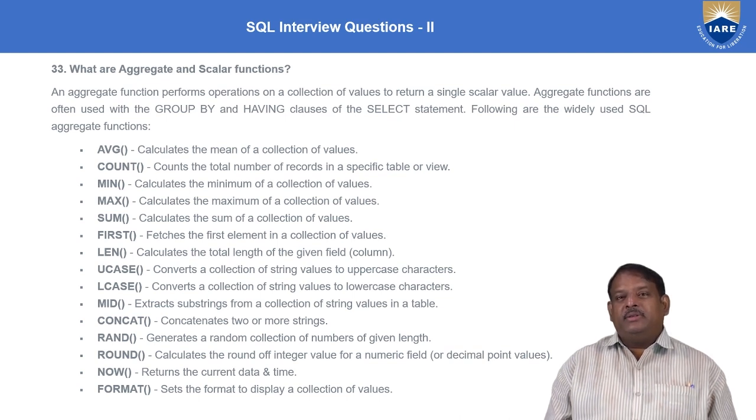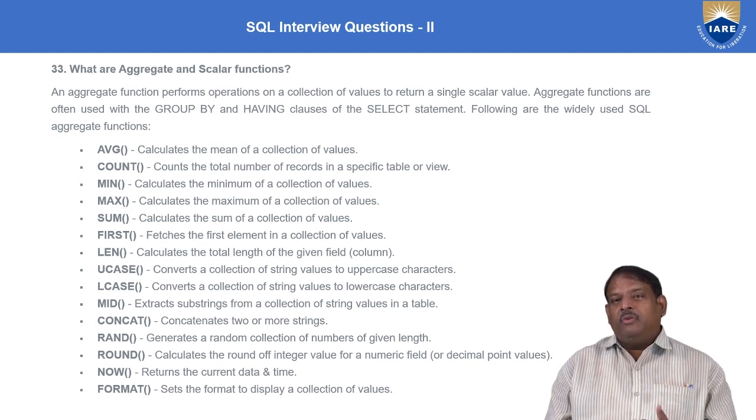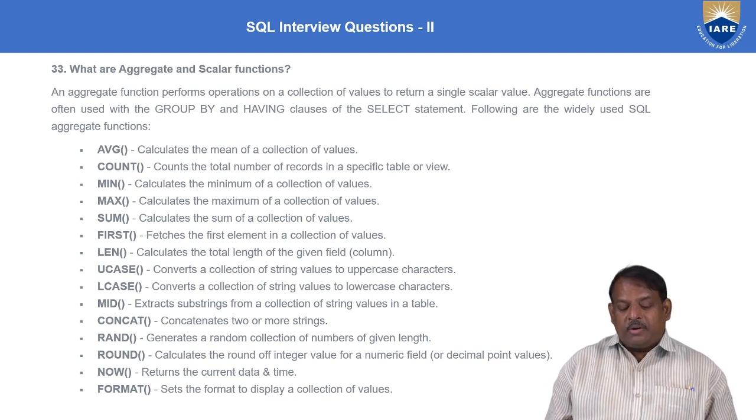That is the sum function. Then the first function fetches the first element in the collection of values. Suppose first or the top. Suppose you have 100 records. If you want to get the first record, then use either the first or top function.